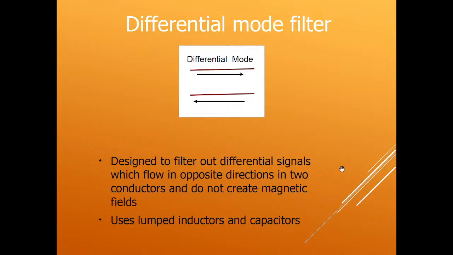So now we're going to talk about differential mode noise and how you would deal with that. In this case, you can't fix the problem just by throwing a core on the cable. Basically, you need to come up with a filter that filters out the differential signals that flow in opposite directions and don't create net magnetic fields. We do this with inductors and capacitors.